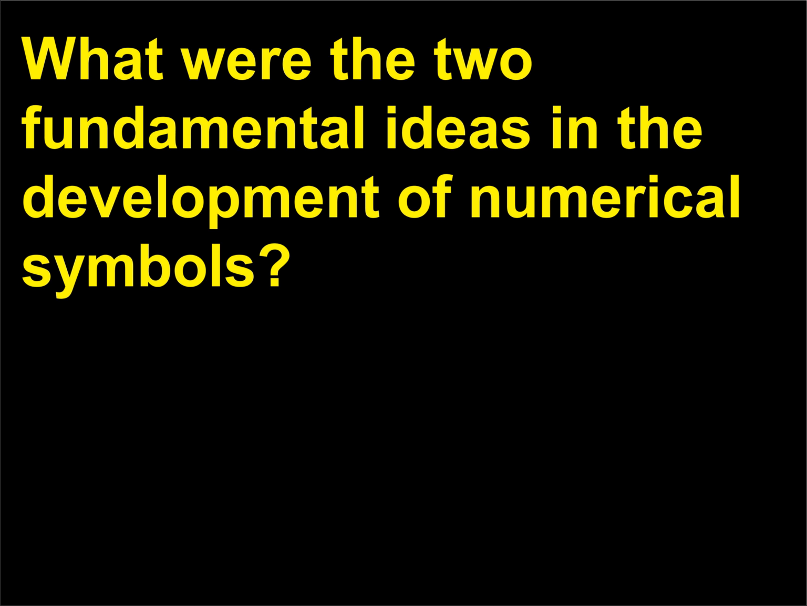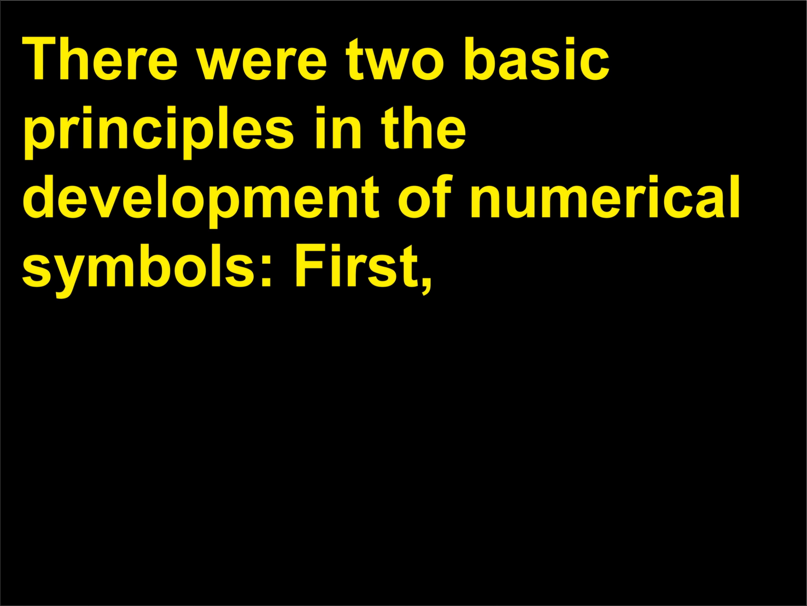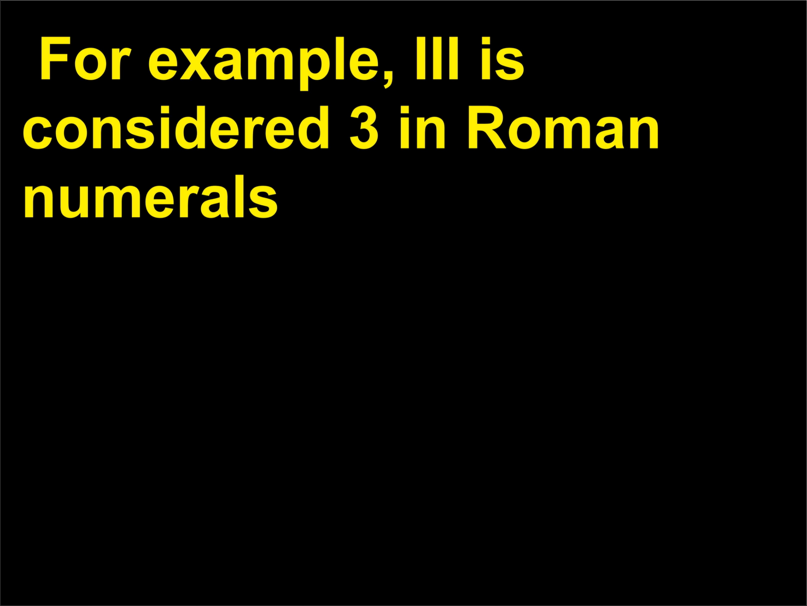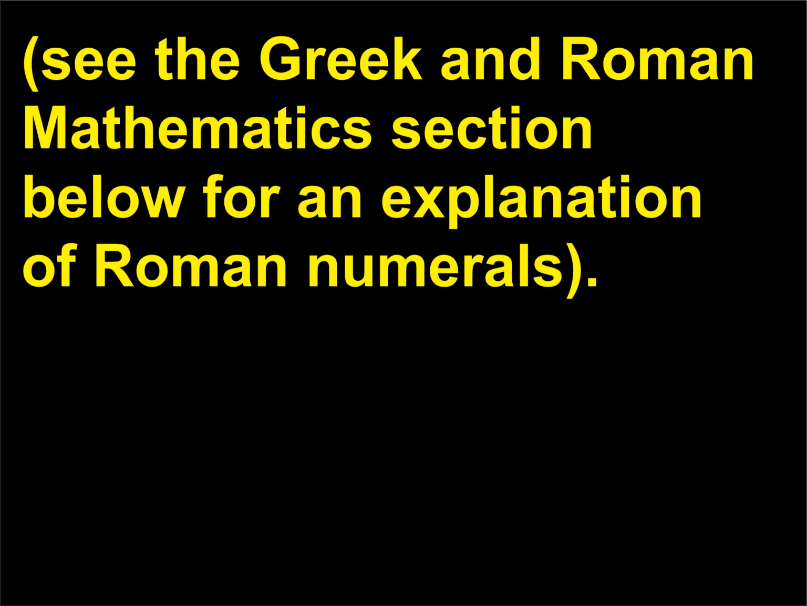What were the two fundamental ideas in the development of numerical symbols? There were two basic principles in the development of numerical symbols. First, a certain standard sign for the unit is repeated over and over, with each sign representing the number of units. For example, 3 is considered III in Roman numerals. See the Greek and Roman mathematics section below for an explanation of Roman numerals.